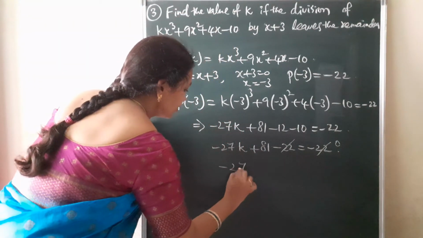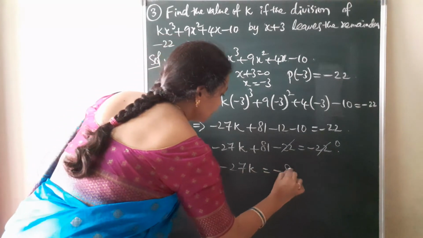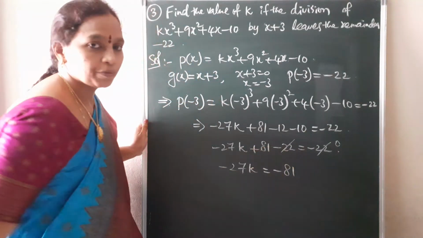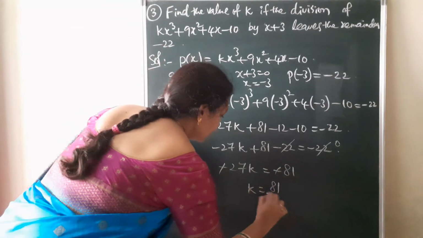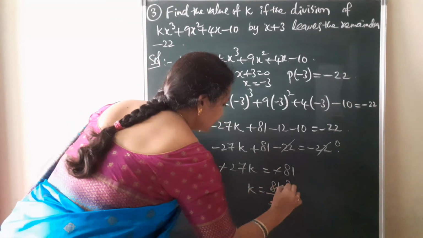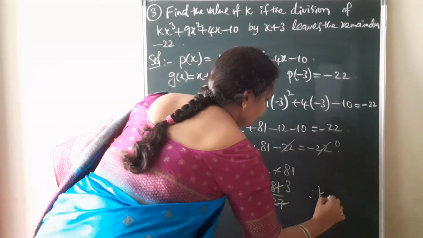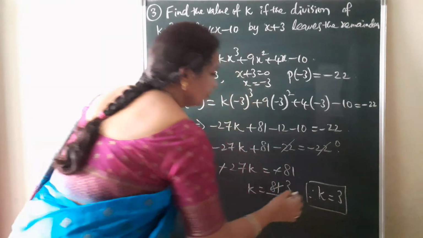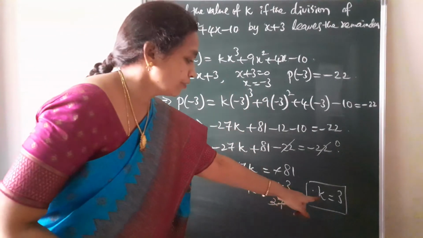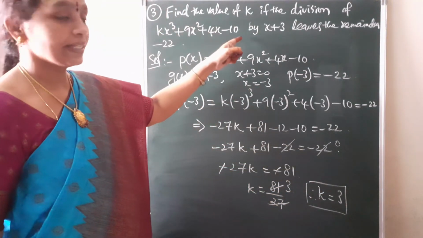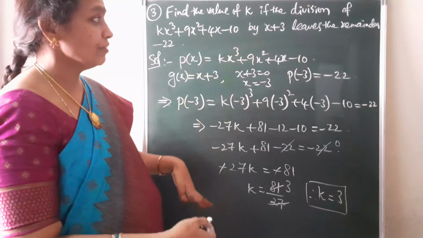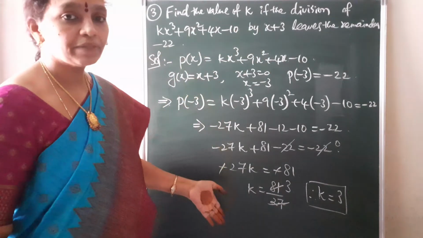So minus 27k is equal to minus 81, transposing 81 gives minus 81, minus minus cancel, k is equal to 81 by 27, which is nothing but 3. Therefore the value of k is 3. So if you replace k with 3, and divide 3x cube plus 9x square plus 4x minus 10 by x plus 3 by actual division, then you will get the remainder as minus 22.